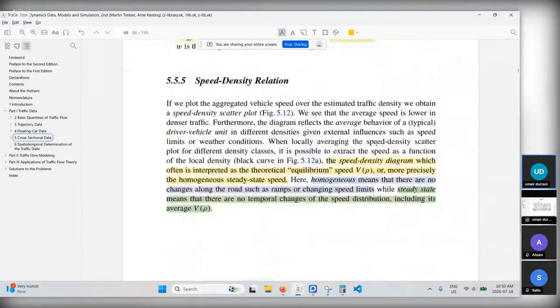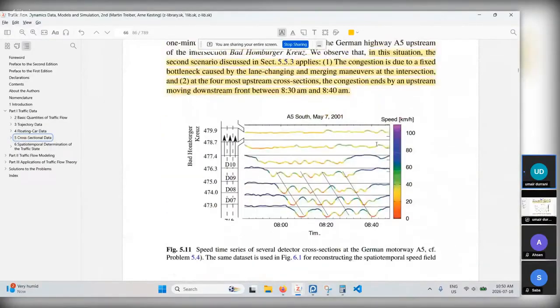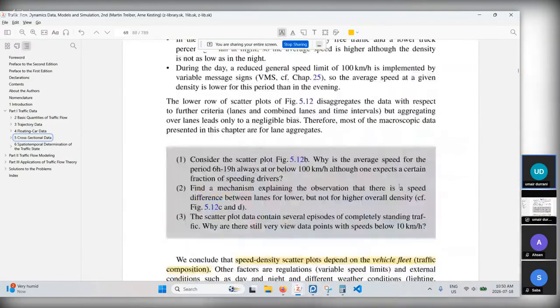So let me quickly get to that example right here. So D07 is here, it is the upstream one, and D09 is here. So vehicles are traveling from bottom to top in this figure. So this is the upstream and that's going to be downstream. And so we see the speed at D07 as well as at D08 and D09.